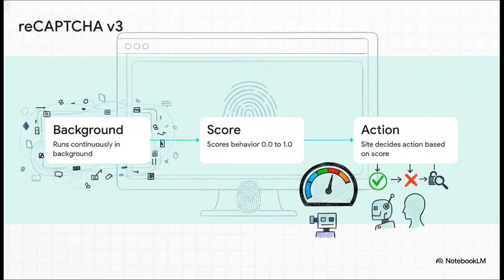The twist here is that the CAPTCHA system itself doesn't block you. It simply hands that score over to the website, and the site owner decides whether to let you through, block you, or ask for a secondary verification.